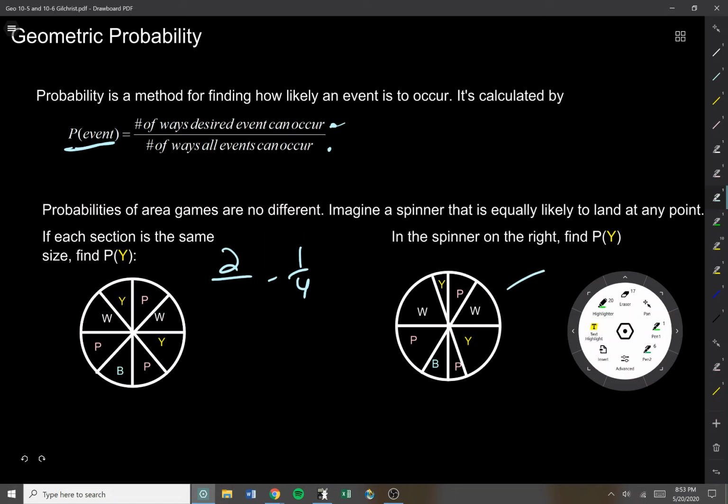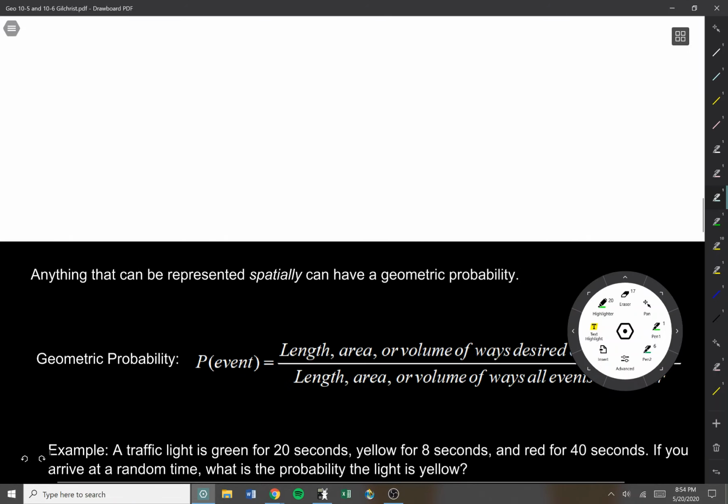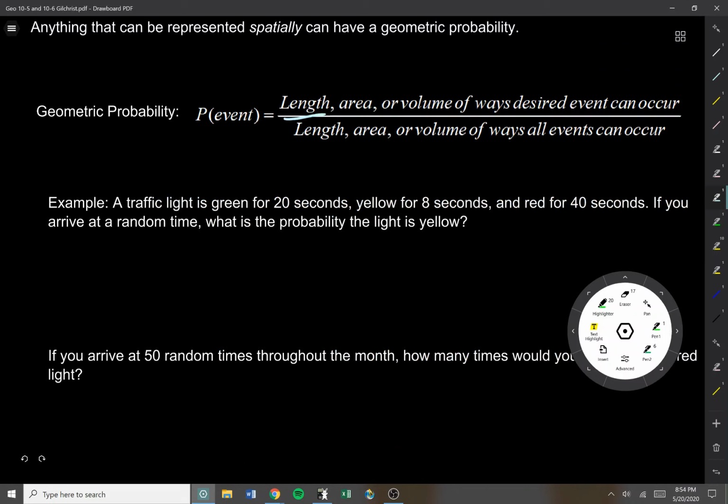But how would you find the probability here of landing in a Y? See, there are 8 sections, but we're clearly way more likely to land in this space than we are in this space. They're not all the same size. So if you wanted to find the probability of landing in a section that's colored yellow, you'd have to know the area of this triangle and the area of this triangle, and then divide it by the area of the whole entire circle, or do something kind of like that. And that's essentially what geometric probability is. It's finding the length, area, or volume of the desired event and dividing it by the length, area, or volume of all the possible events.